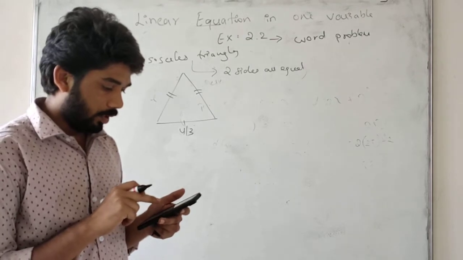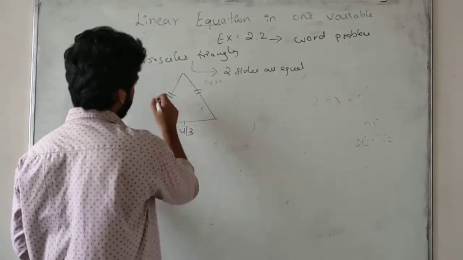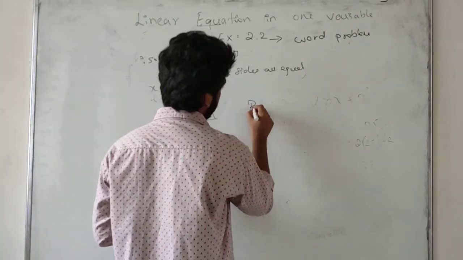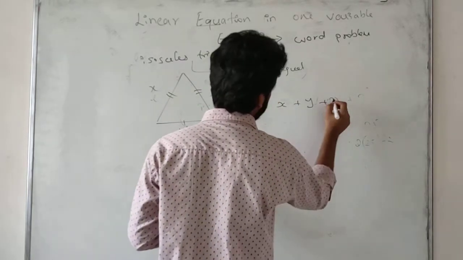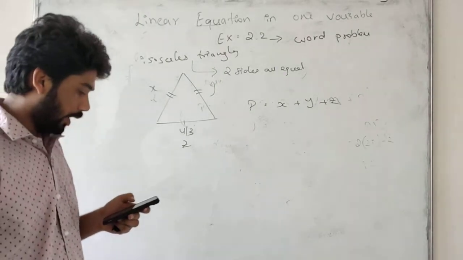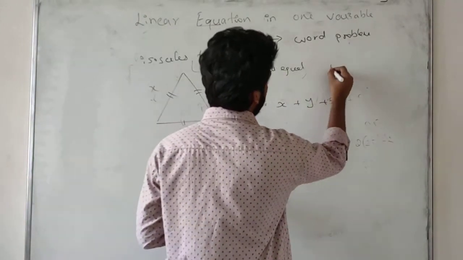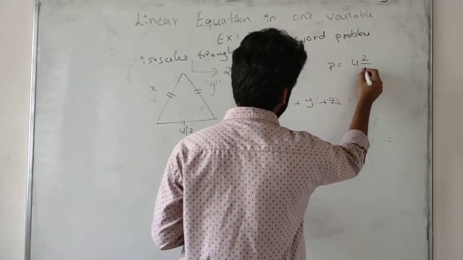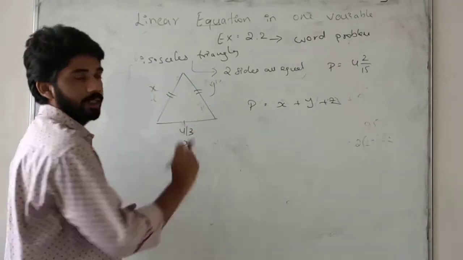The perimeter of a triangle means we must take all the sides. This is called the perimeter. With sides x, y, z, the perimeter of a triangle is x plus y plus z. So here the perimeter of the triangle is given as 4 2/15. Then find the length of either side. So we have to find the x and y value.